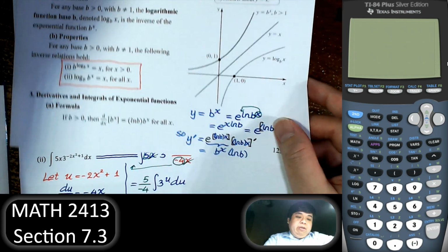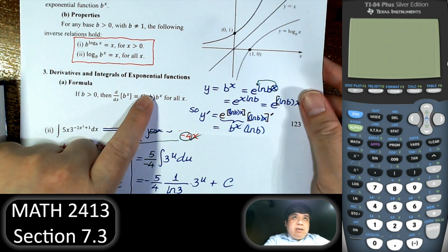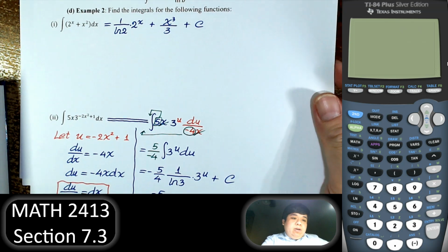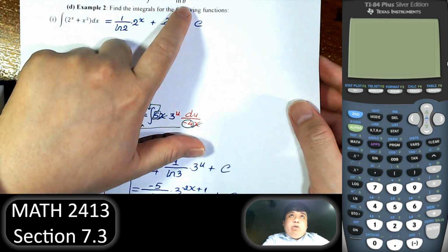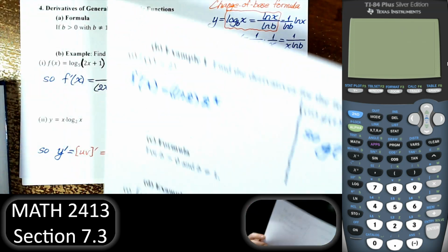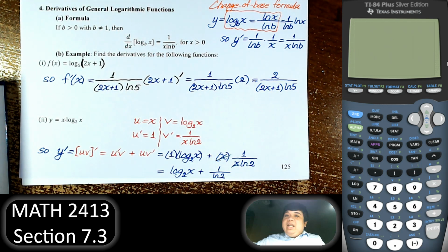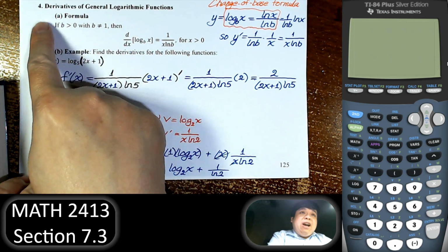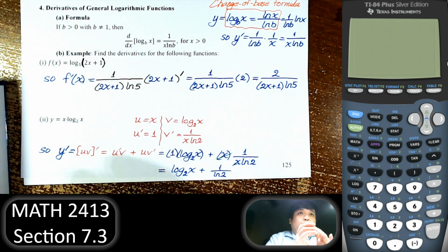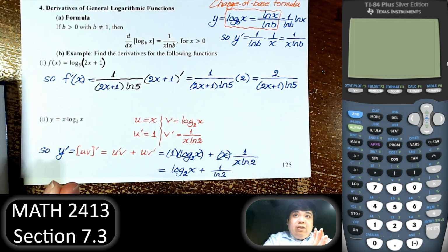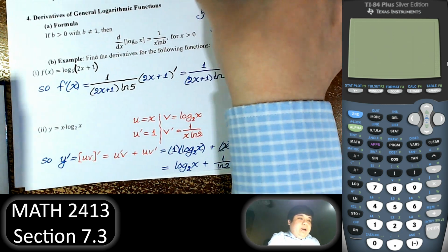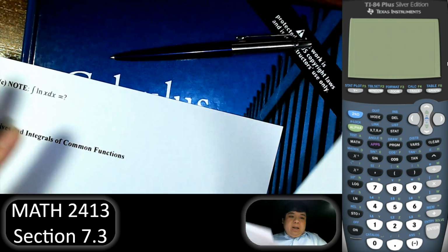Okay. Derivative, we multiply by the base. Integral of an exponential function, we divide by the base. What we see here is that we have the derivative and integral, but we do not have the integral of the ln of x. So that's what brings us to the next page.